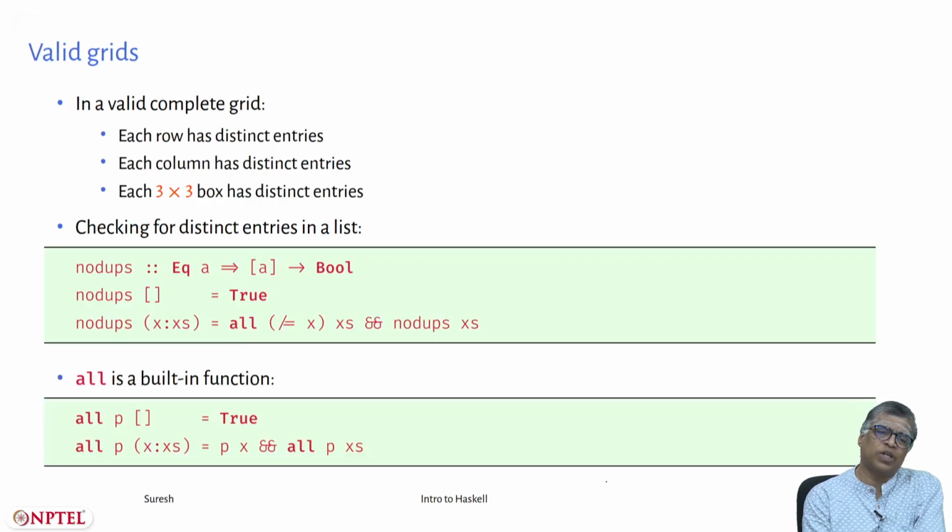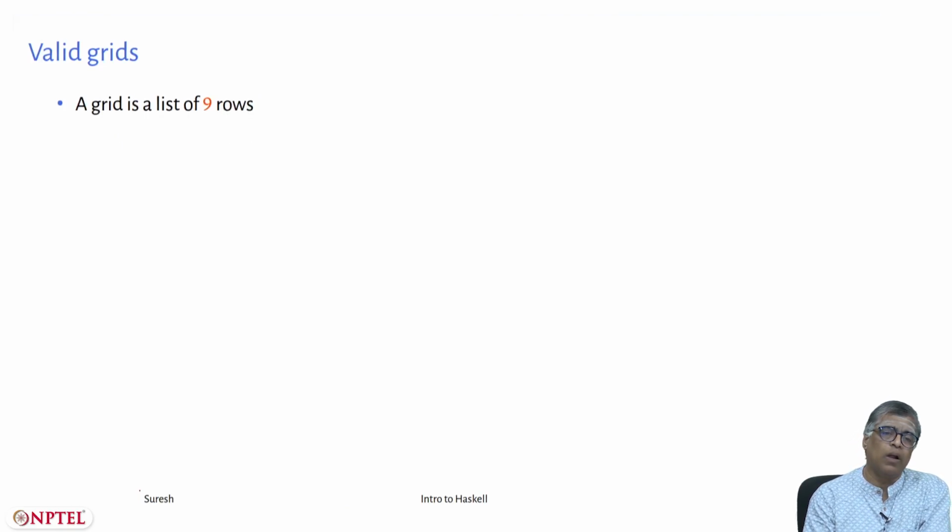Okay, all is a built-in function. All predicate applied on empty list is true. All p of x colon xs is p x and all p of xs. Okay, so now let's look at how to determine whether a grid is valid.